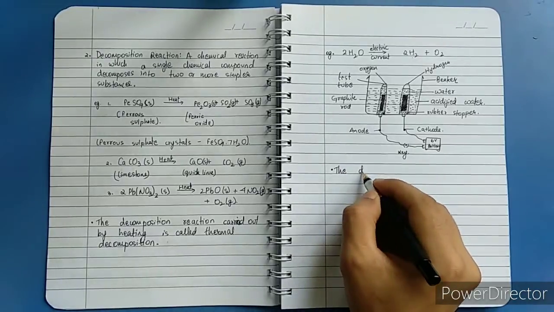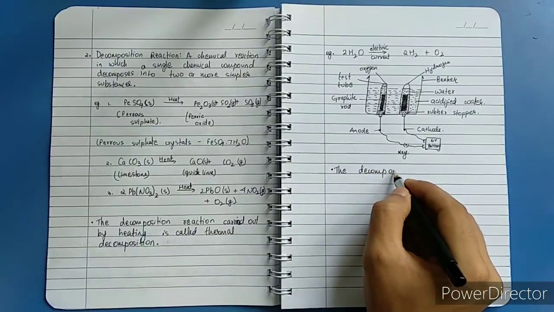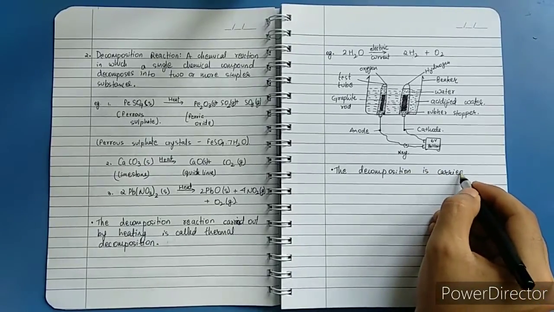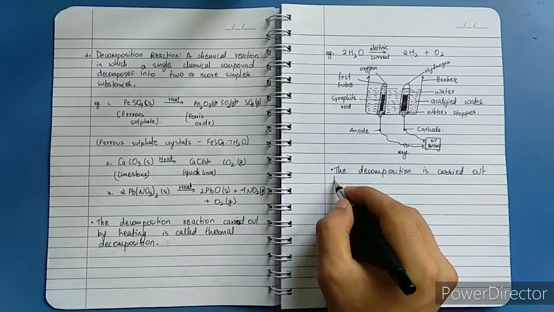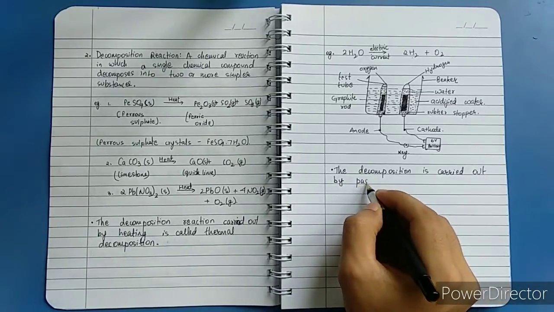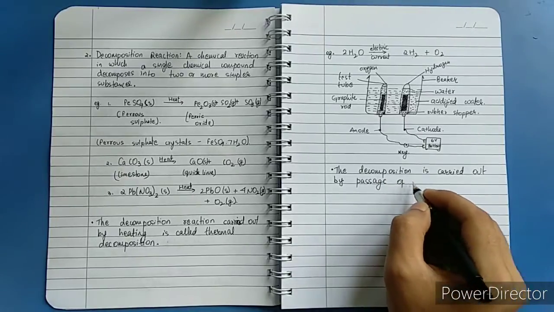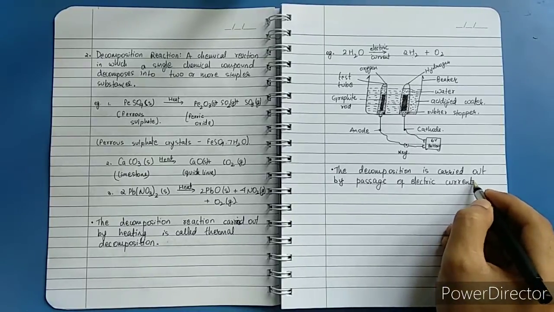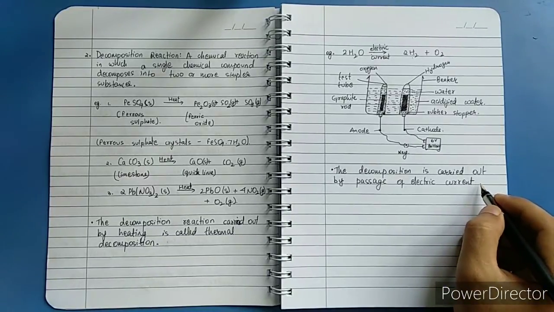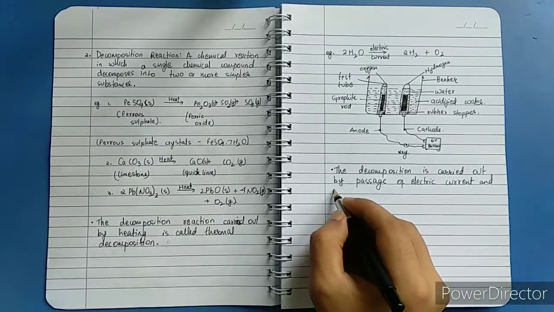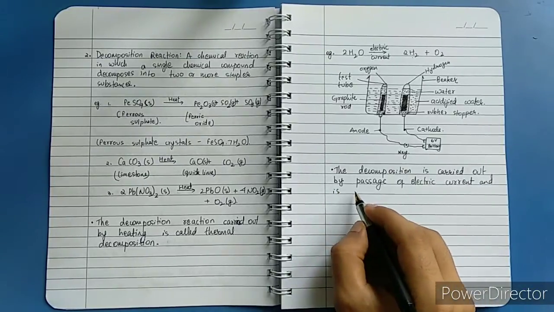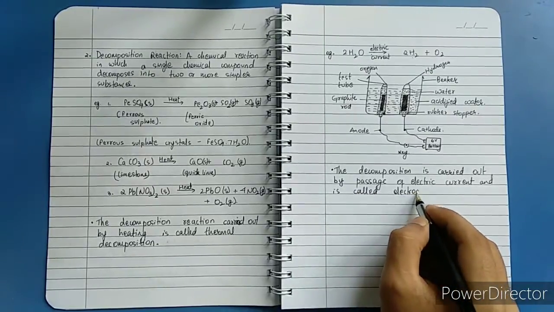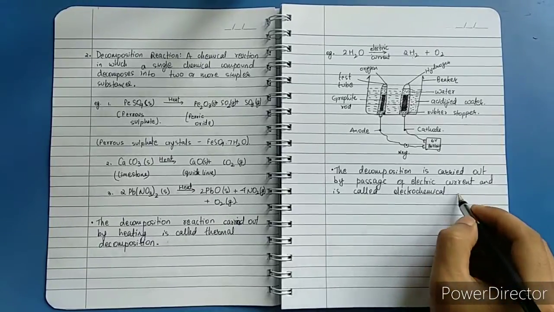So here the decomposition is carried out by passage of electric current and is called electrochemical decomposition.